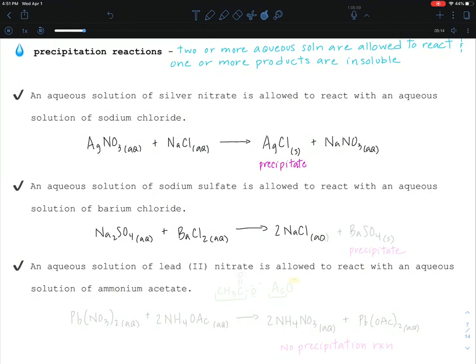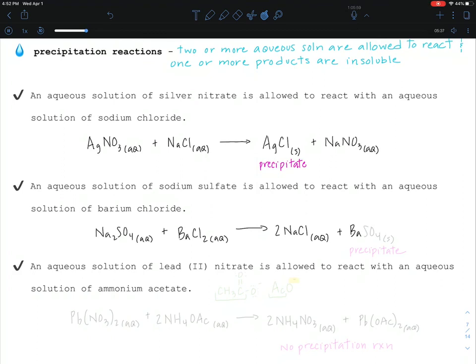This will be aqueous, right? Chlorides are generally soluble. Sodium, group 1 metals, are always soluble, or generally soluble without exception. And so that'll be aqueous. And then the other product we're going to get, we have another metal here, so barium.